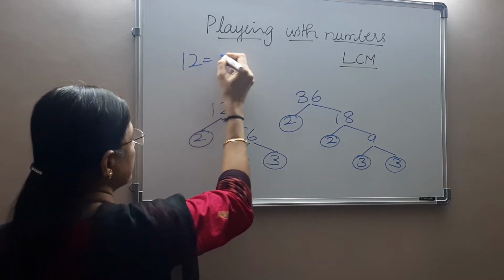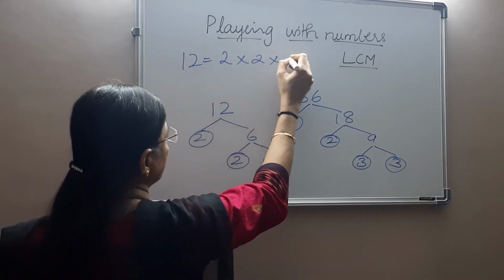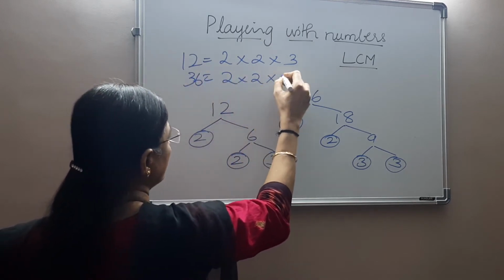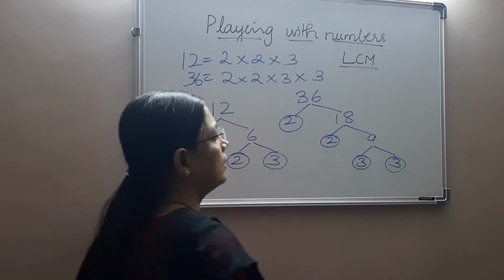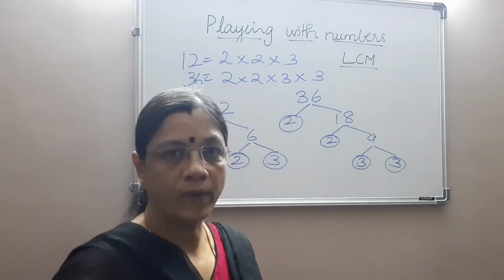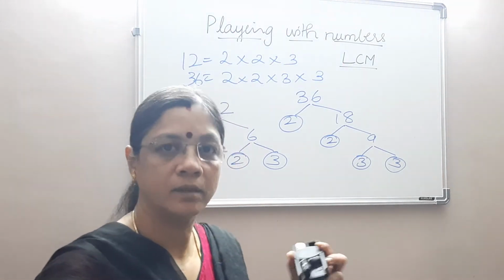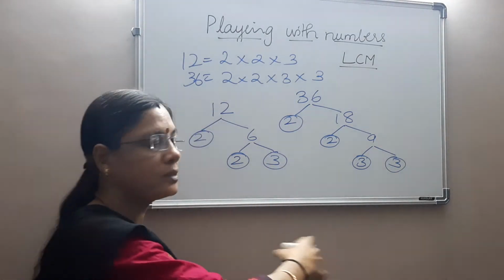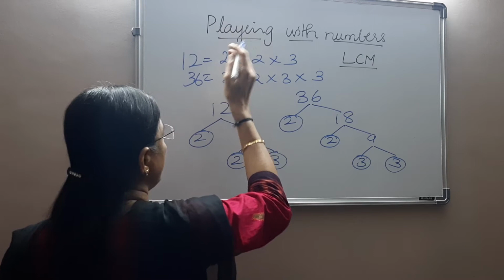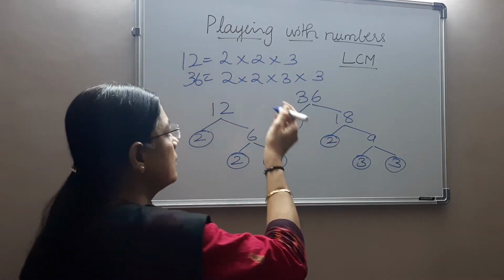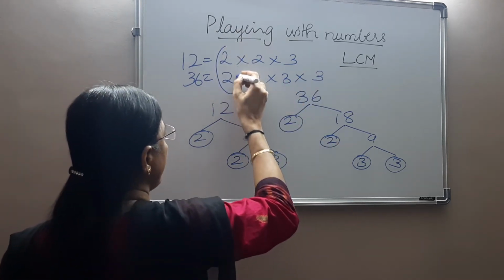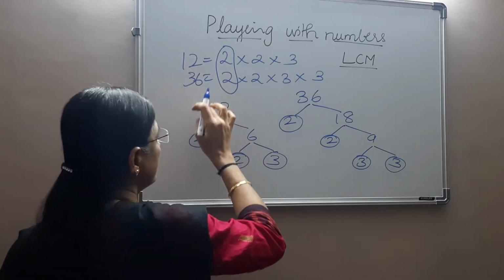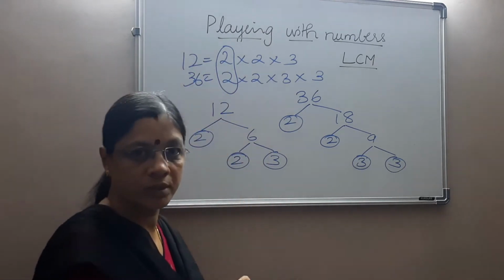For 12 it is 2 into 2 into 3, and for 36 it is 2 into 2 into 3 into 3. Now what should I do to find the highest common factor? The first step in this procedure is finding out the prime factors, and the next step is, after listing out the prime factors, I need to pair the common factors in both the numbers.